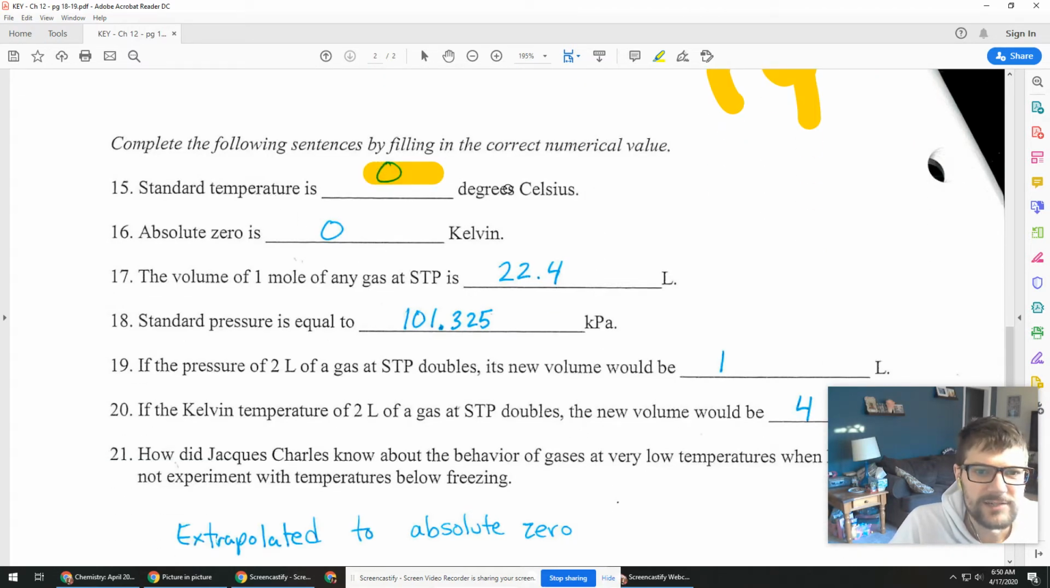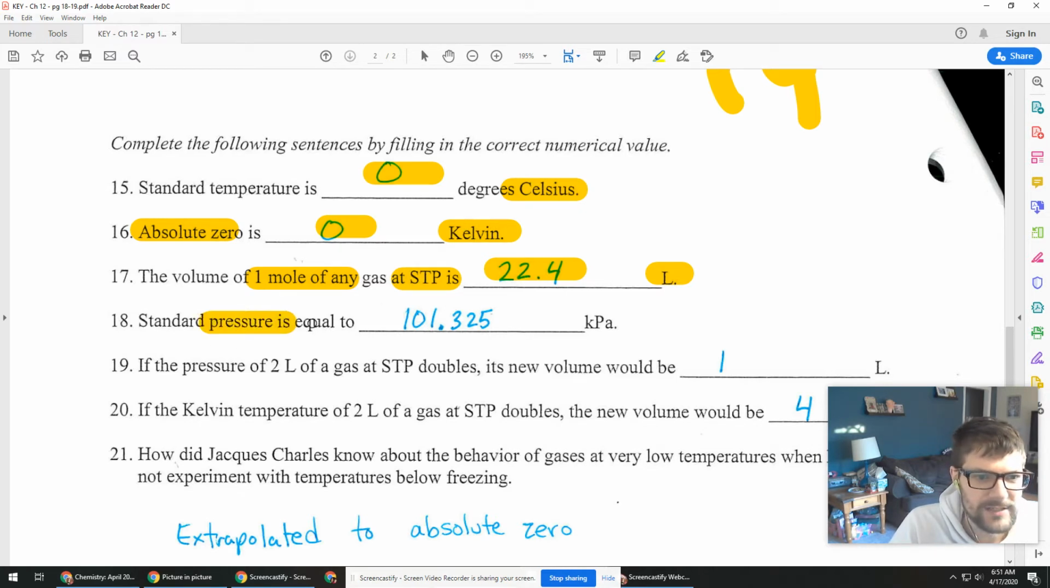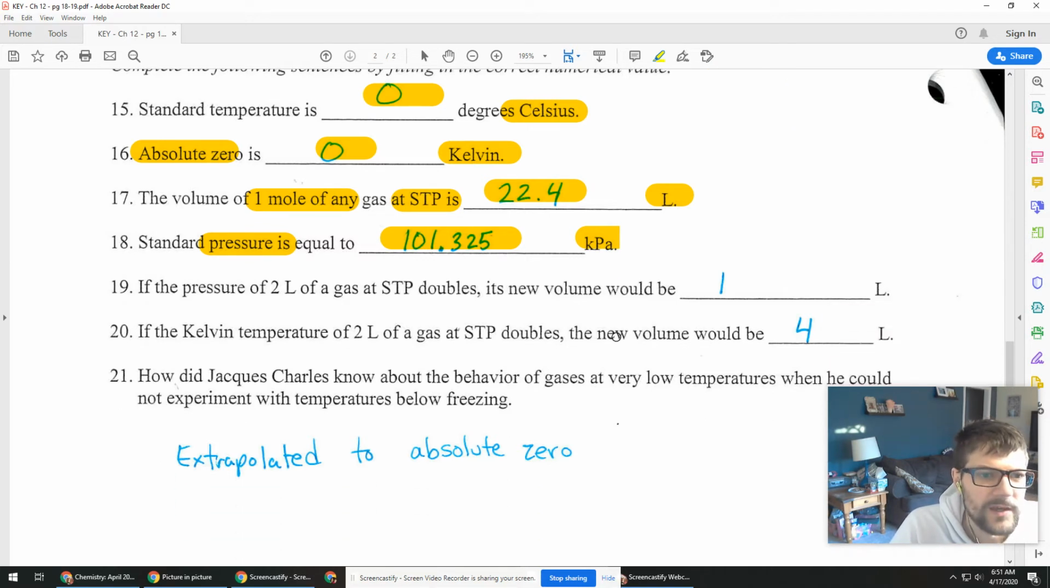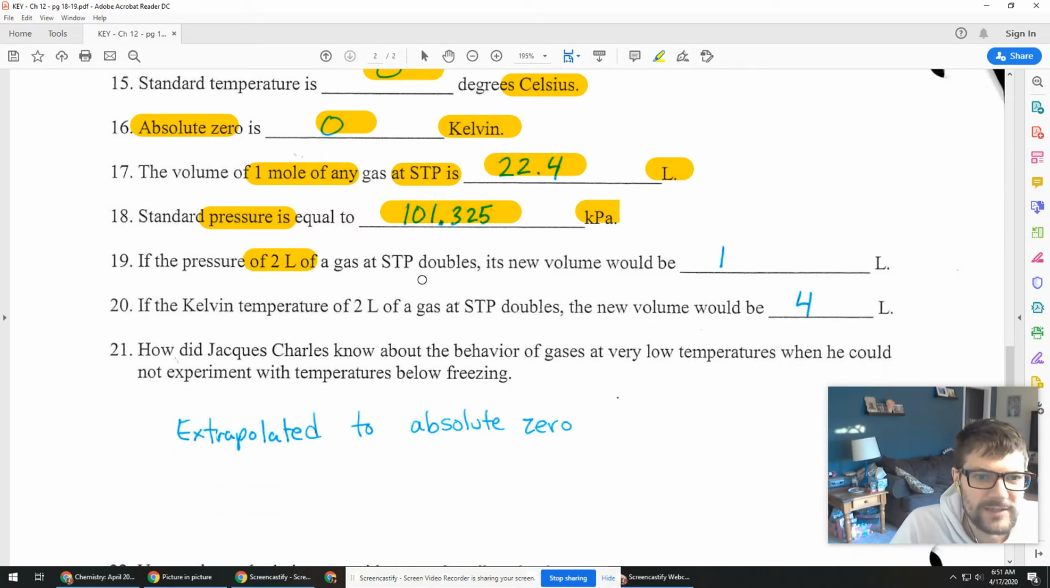All right. Moving on then, that was 18, this is now 19. Standard temperature is 0 Celsius. Absolute zero is 0 Kelvin. I'll say a little bit more about that down here on 21. The volume of 1 mole of any gas at standard temperature is 22.4 liters. That actually is from a different chapter, and it's coming back now that we're talking about gases. Standard pressure is equal to, and notice that the units here are kilopascals, so I chose 101.325. That's the number that goes with kilopascals. That's also 1 atmosphere.